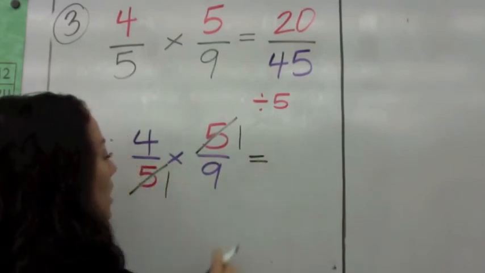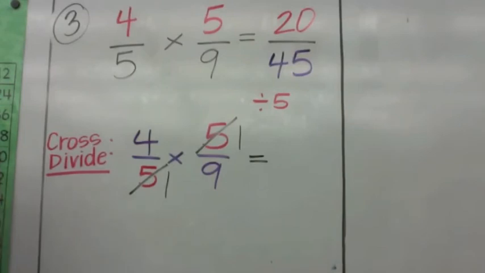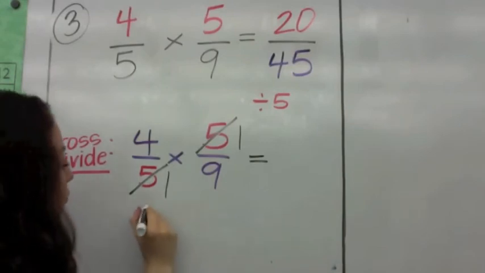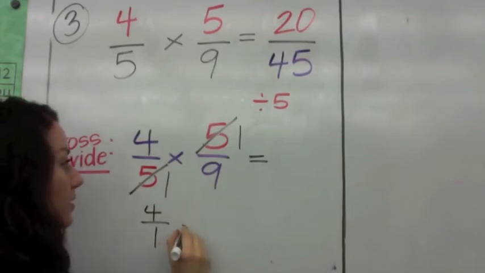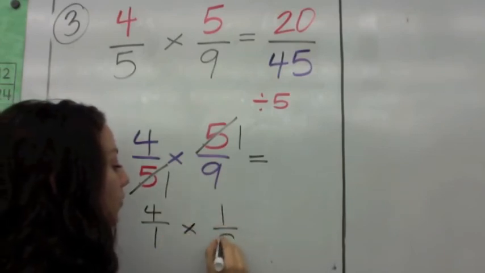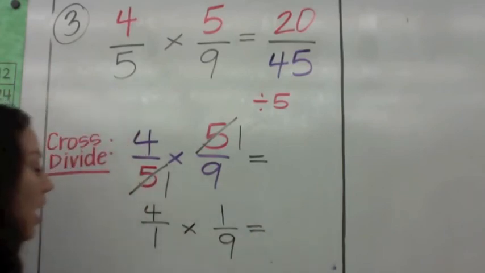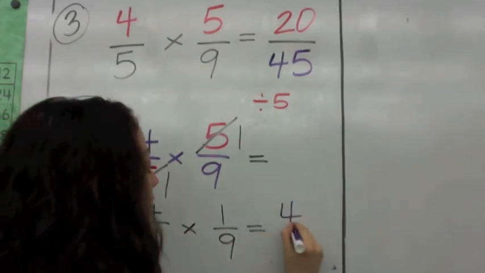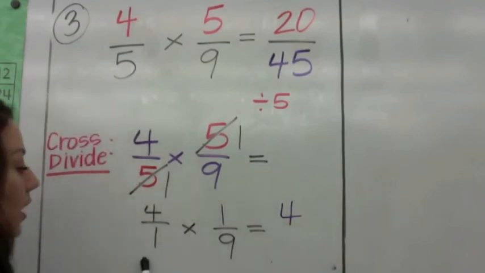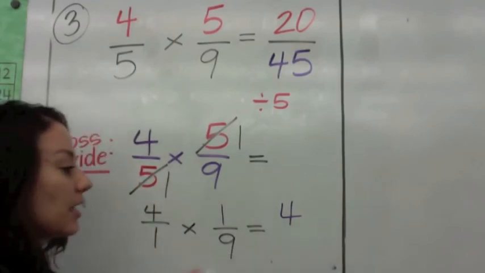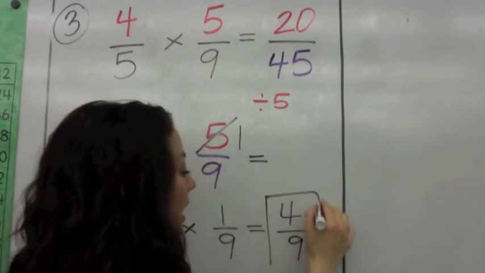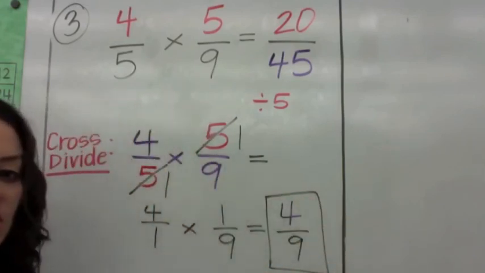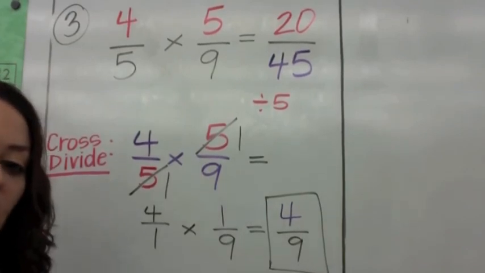Now you can rewrite the fractions. I'll write them down here as 4 over 1, which just means 4, times 1 over 9. And then multiply across. What is 4 times 1? 4. And what is 1 times 9? 9. So the answer, just like how we simplified on the multiplication chart, is 4/9. Go ahead and write that down.